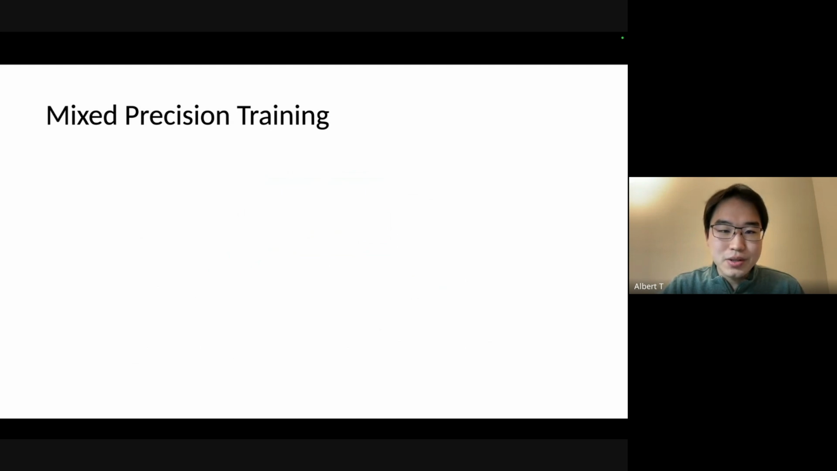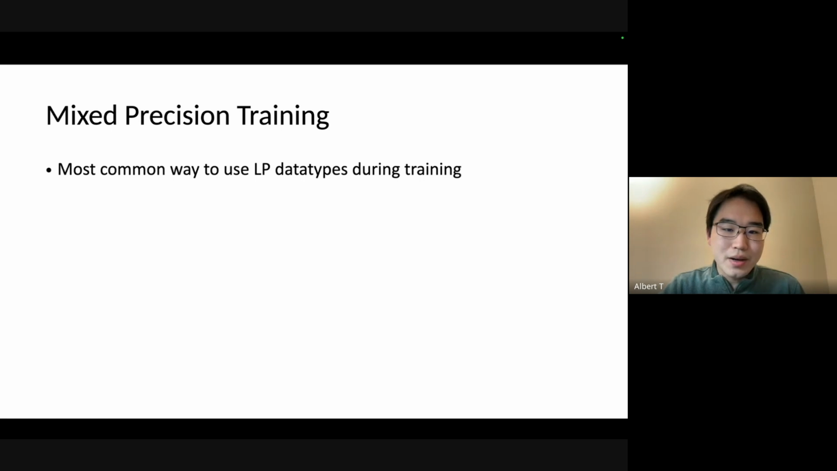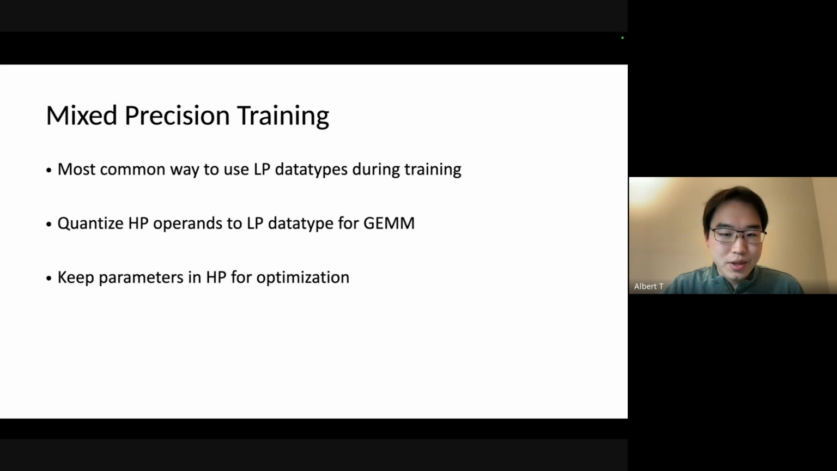So to actually do low precision training, we do this thing called mixed precision training. In mixed precision training, you have these high precision buffers and operands. These might be your parameters or gradients, and then you quantize them to a low precision data type for the matrix multiplication. But you keep your updates in high precision. The reason you do this is so that you don't lose the update precision as the numbers get smaller relative to the parameter size.